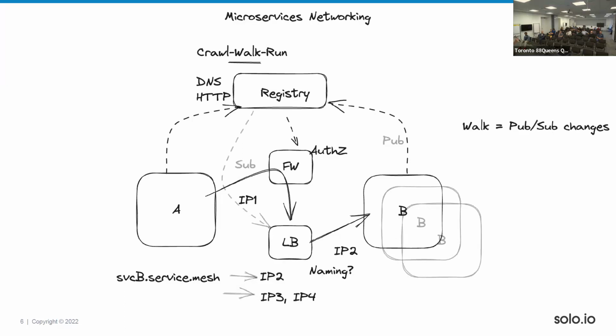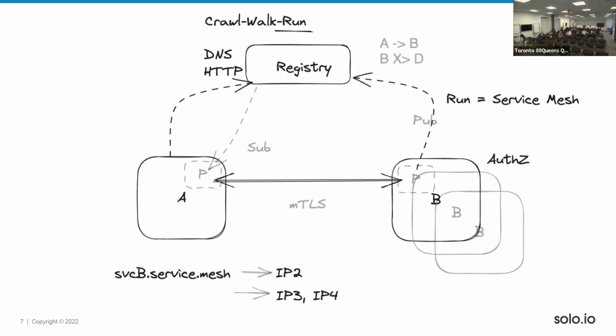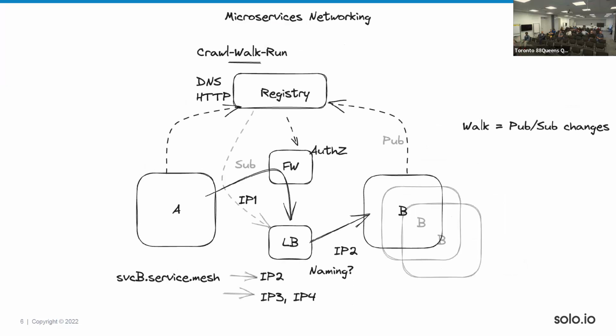So the next phase would be the walk phase. Here we still have the application of a service registry, but we're going to introduce more of a pub sub flow, in that whenever application B adds a new version of its service or a new replica, it has to publish that change to the service registry, and service A, in this case the load balancer, can subscribe to those changes.